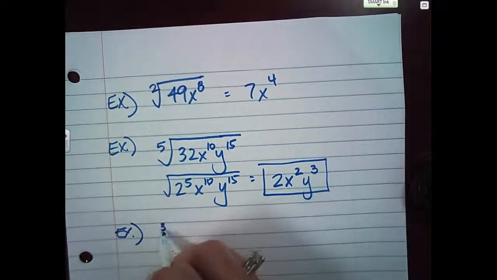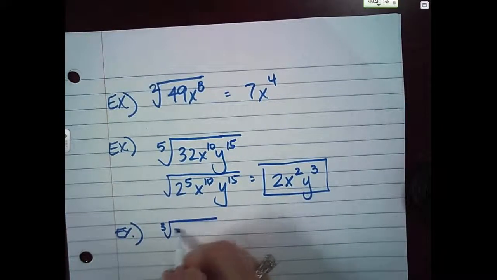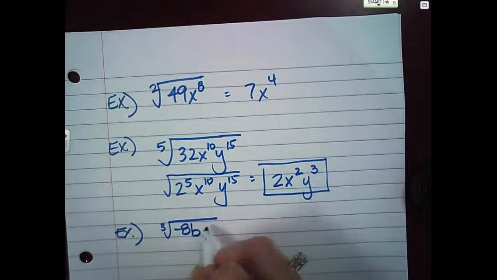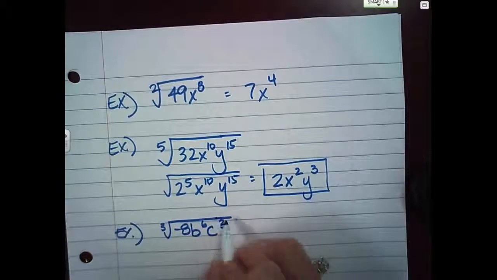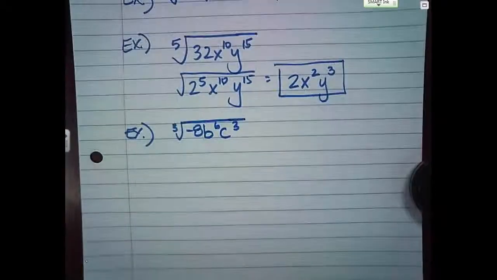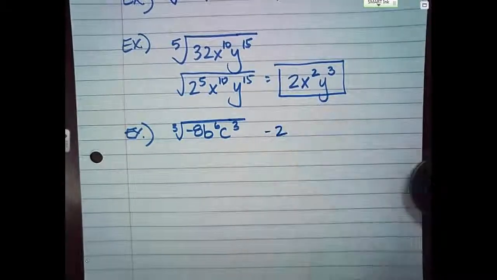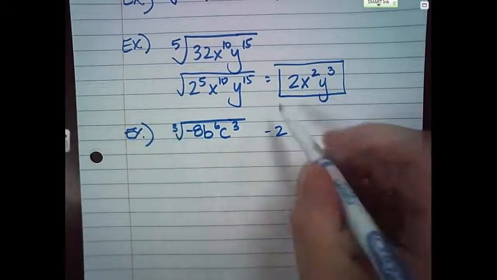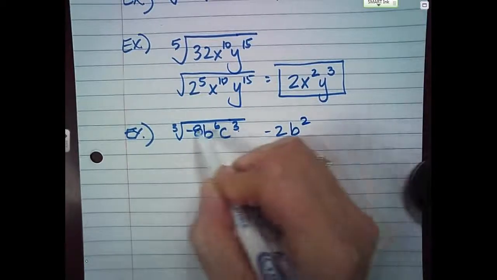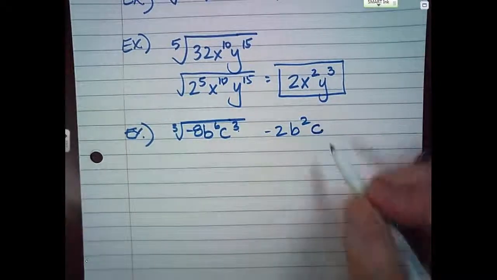How about the cube root of negative 8 b to the 6th c cubed? Are you allowed to take the cube root of a negative 8? What's it going to give you? Negative 2. And then 6 divided by 3 is 2, so b squared. And 3 divided by 3 is 1, so you get c.